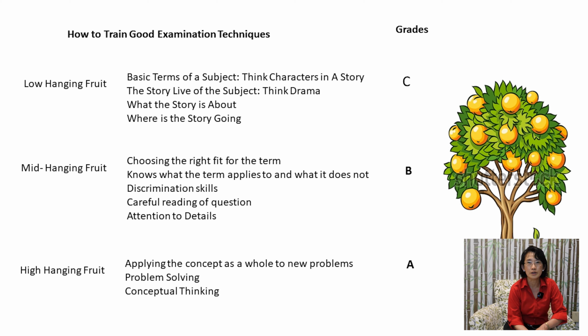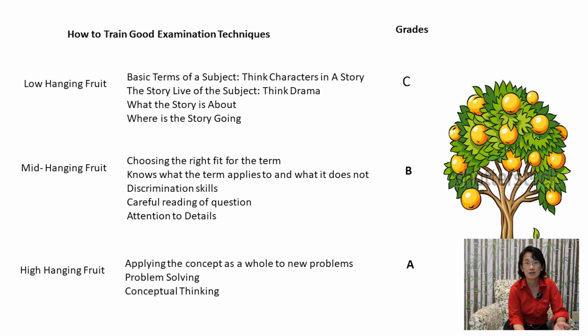For example, if you look at any topic, whether it's math, English, history, geography, social studies, what you are looking at is understanding the different terms in a particular subject. Think of those terms as characters in a story: John, Jim, Linda. These are the main players. Each term represents a main player in the story. And then the story develops, there may be some drama going on, and the student needs to know what the story is about, where it is going. So these are the basic facts about the topic.